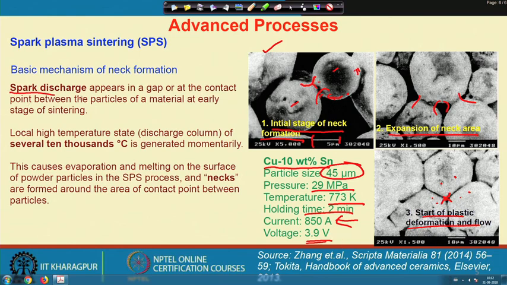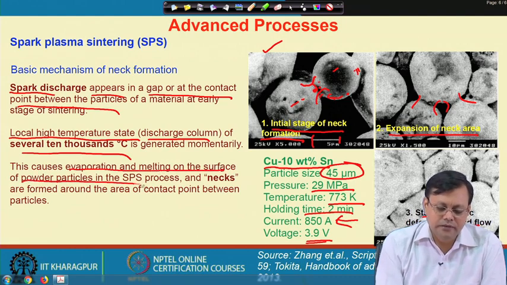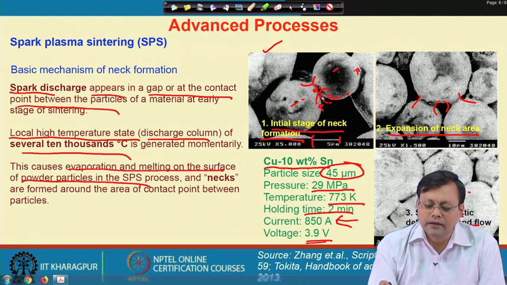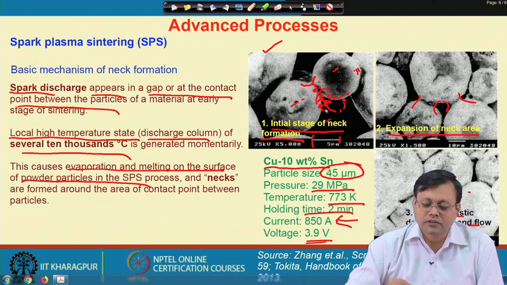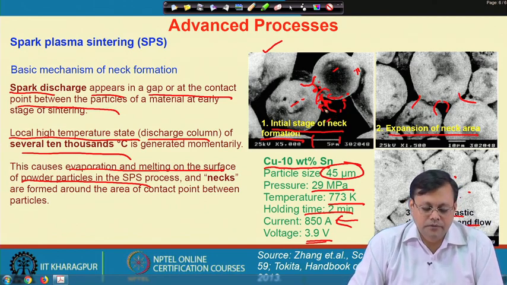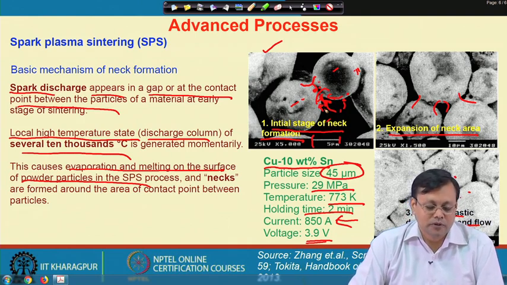So, a spark discharge appears in the gap at the contact point between the particles. Between these two particles there is a spark discharge, there is Joule heating, that is I square R, and a local high temperature state, a discharge column of thousands of degrees centigrade, is generated momentarily. It is like a real spark phenomenon appearing in a very localized region, and this causes evaporation and melting of the surface. If there is any vaporized atom, it will again go and sit in the neck region, because atoms always move according to the curvature difference. These are phenomena already discussed in the nanomaterial classes.